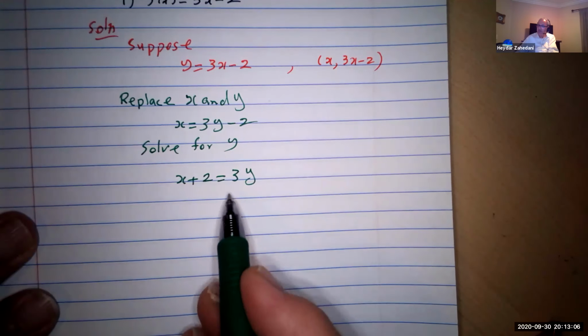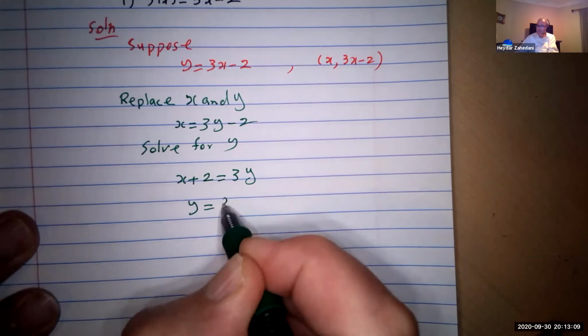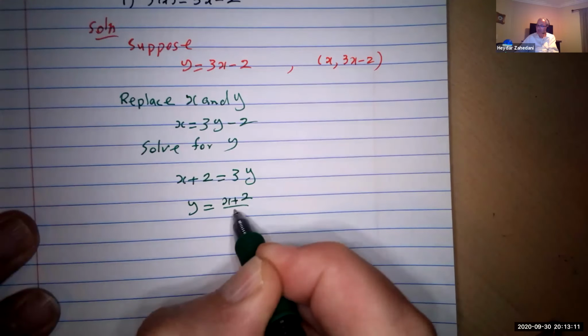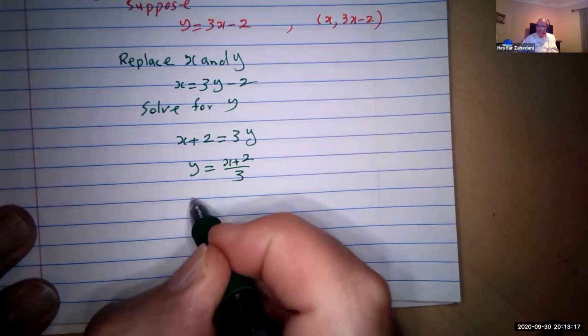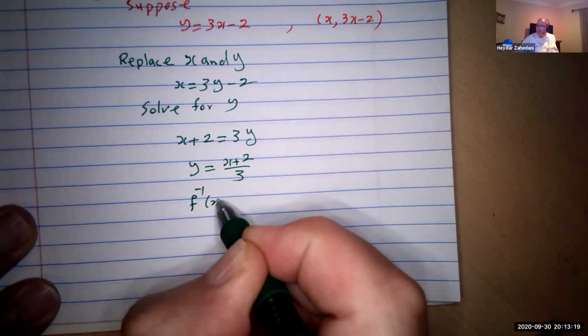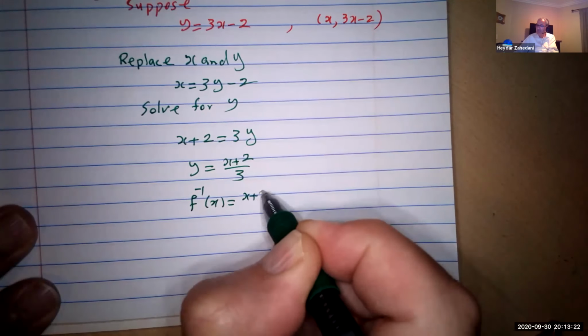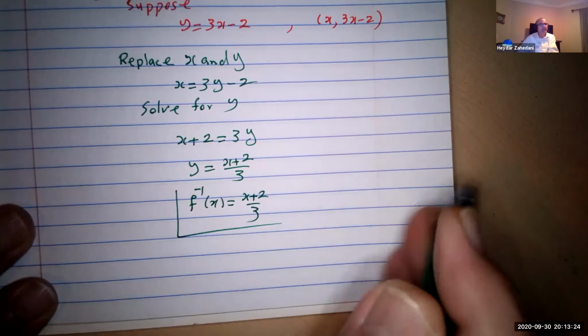Divide by 3. So y would be (x plus 2) over 3. That's your inverse function. You are going to call this one f inverse of x equal to (x plus 2) over 3. That is your inverse function.